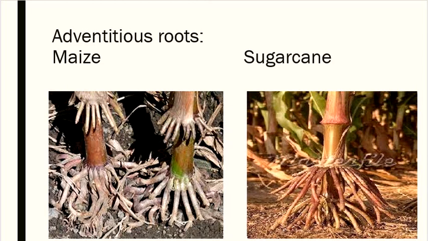Adventitious roots are some roots that grow from the stem just above the soil. Maize and sugarcane are examples of adventitious roots. These roots hold and anchor the soil firmly. Absorption of water and minerals and supporting the plant are the other functions of such adventitious roots.